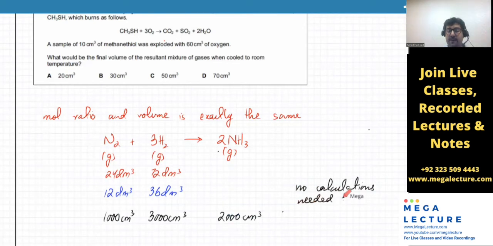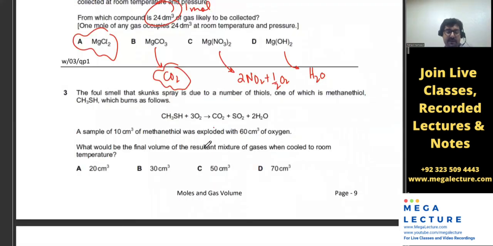So the following questions, all of them are gases. There's a spray and it burns as follows, right? And it's being cooled to room temperature. So the only thing that's not a gas, remember, this does not apply to non-gases. It only applies to gases. So water is not a gas. So in this question, there's 10 cm³ of methane thiol, right?